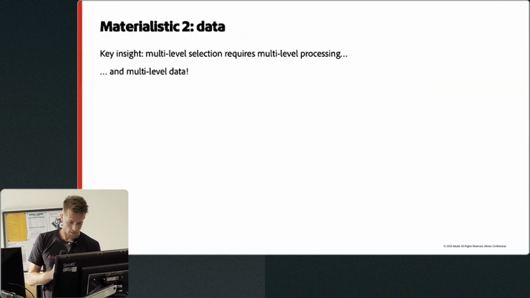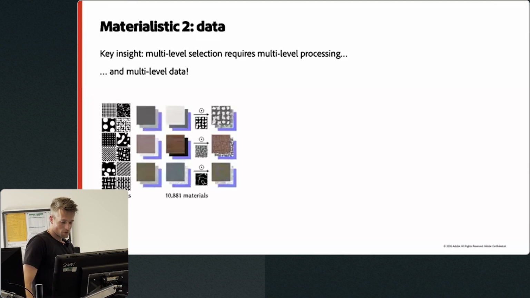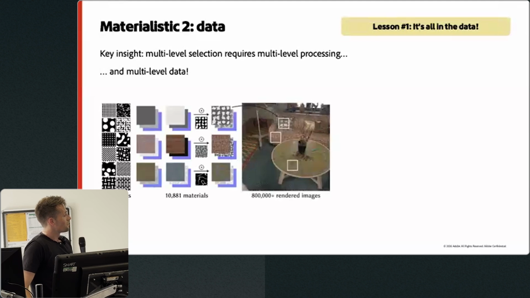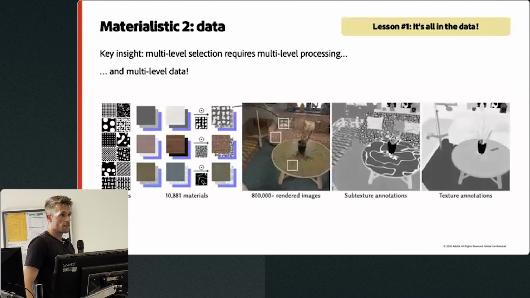Sorry, let me do it like this. And the other thing that makes this work, of course, is multi-level data. Our intern at the time, Julia, went online and took a large-scale data set of Adobe Substance materials, almost 11,000 materials, and she randomly combined them with 12 patterns. You can see lesson number 1, maker come back here, and rendered them into 800,000 images, importantly with those 2-level annotations, right? So now we have dense pixel-level annotation on 2 levels.